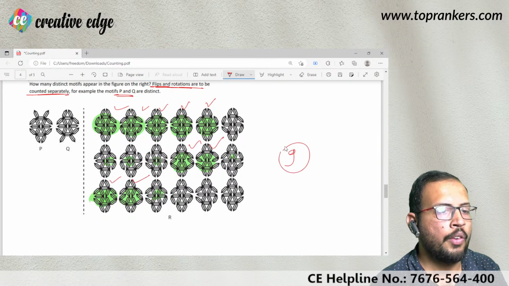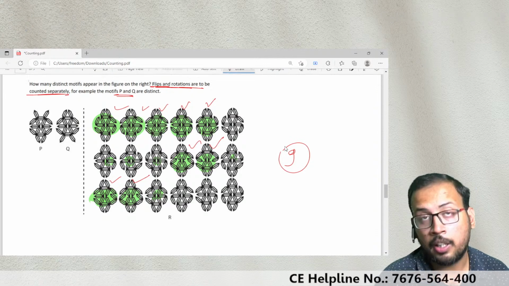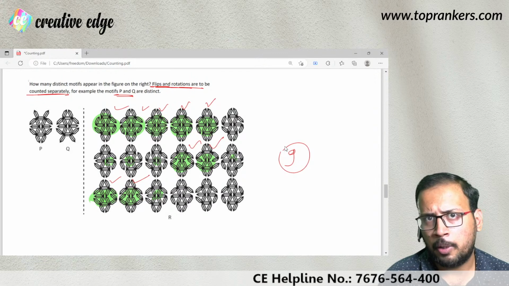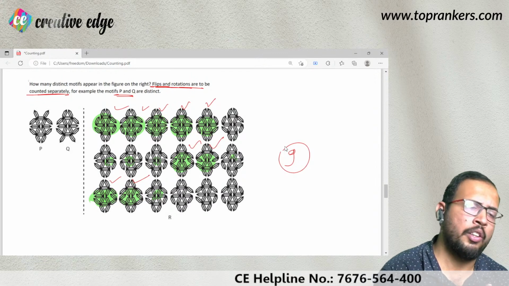So total of nine motifs are there which are new. So you can see how easy this question was, and this is attemptable. You should not be wasting a lot of time in solving this question.